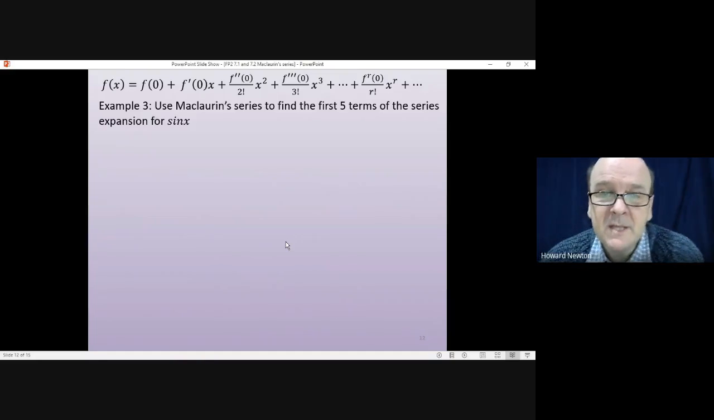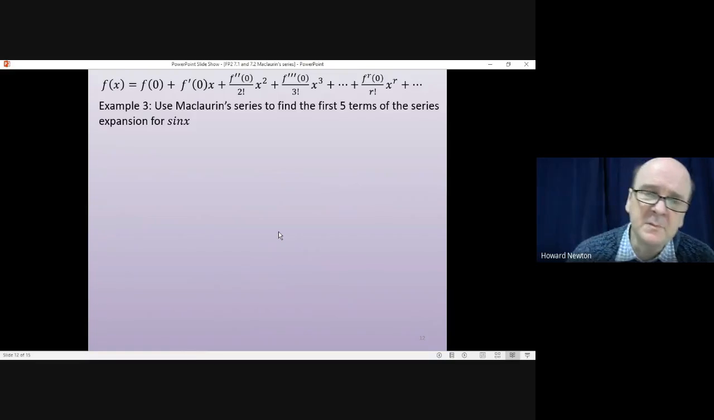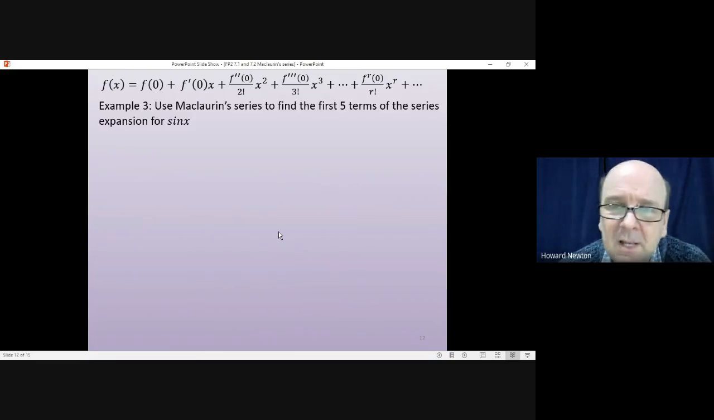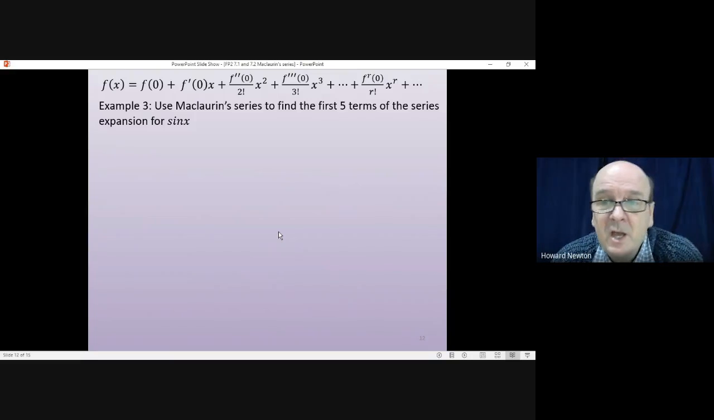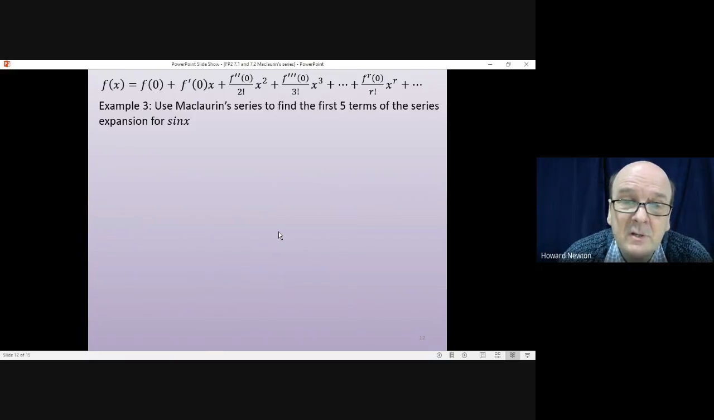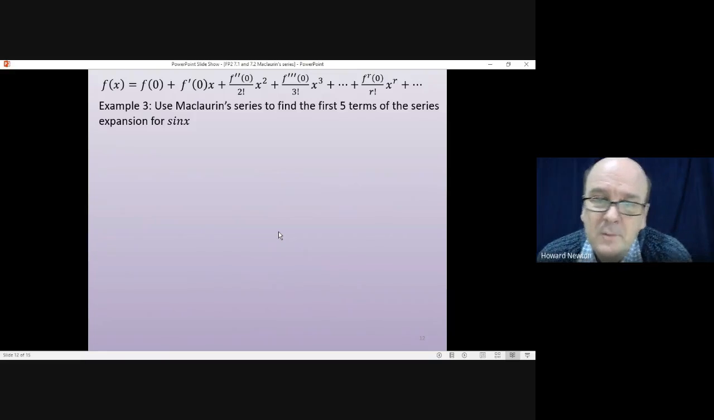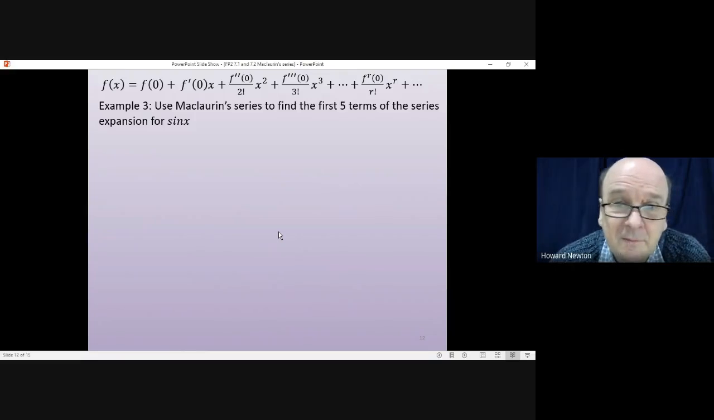Okay, example 3 comes back to the basic application of Maclaurin series to find an infinite series. And in this instance, you're asked to find the first 5 terms of the series expansion for sine x. So using exactly the same method as we used for log 1 plus x, have a go at doing this yourself. Pause the video and come back to me when you're ready.